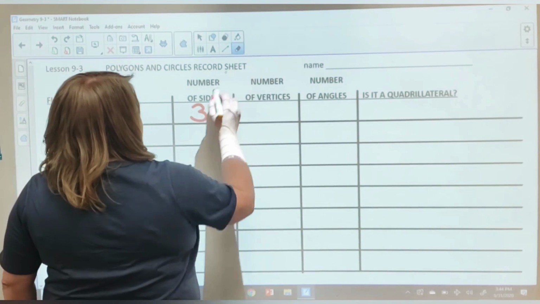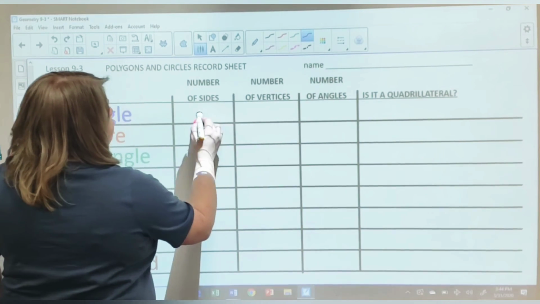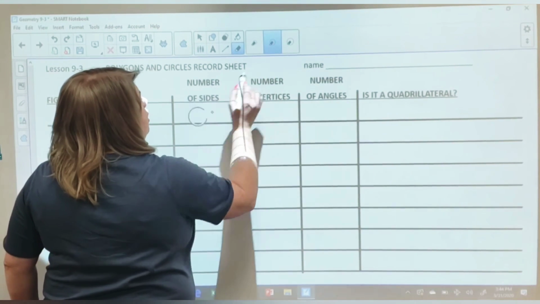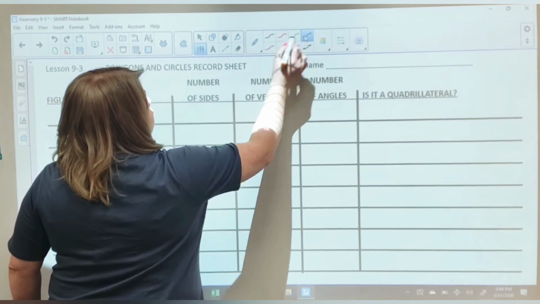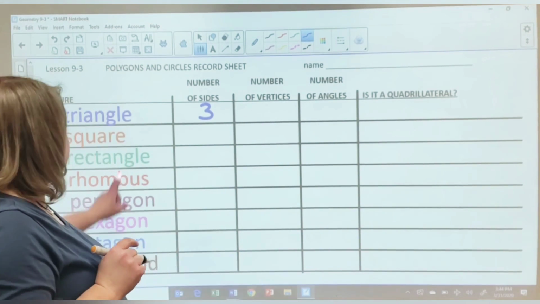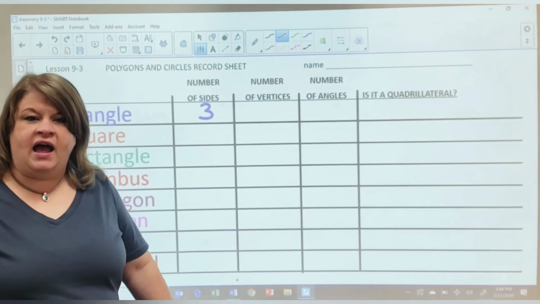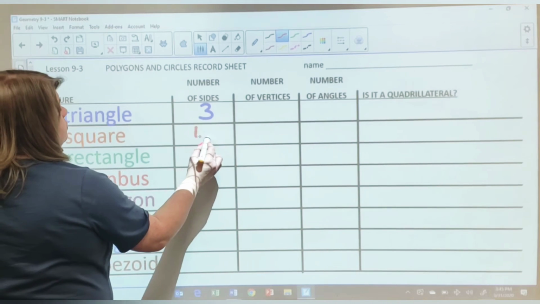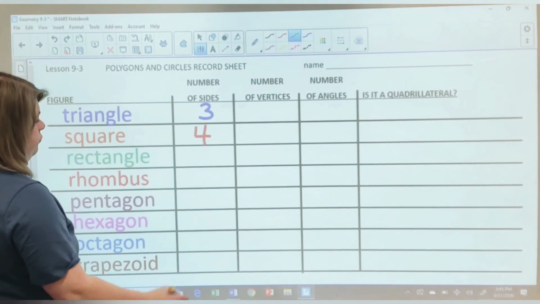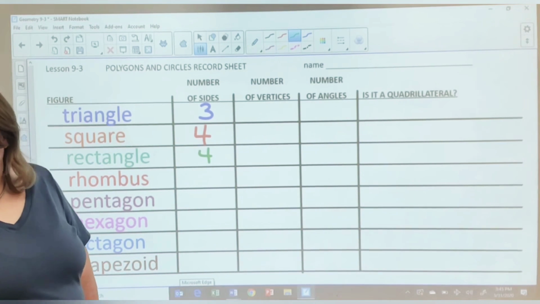And I'm going to actually change colors just because hopefully I can help keep up with you, make it a little easier. Whoa, I did that wrong, didn't I? I'm glad you caught that. 3. The triangle has 3 sides. All right, let's go down. A square. How many sides does a square have? 4, of course. How about a rectangle? Yes, 4.